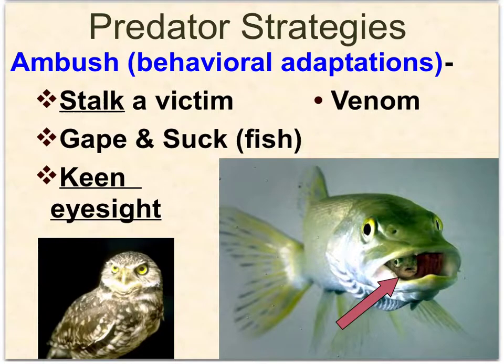Besides structural adaptations, predators also have behavioral adaptations that allow them to catch their prey. For instance, they might stalk their victim or have specialized venom. Most fish have what's called a gape and suck mechanism, which allows them to gape their mouths open like so, and create a negative pressure so that the little fish here that it's eating gets sucked into its mouth like a vacuum and swallowed whole. Pretty cool mechanism. And then, of course, the behavioral adaptation here, it seems like keen eyesight isn't a behavior, but sure enough, being able to develop and hone that instinct is important for these predators.